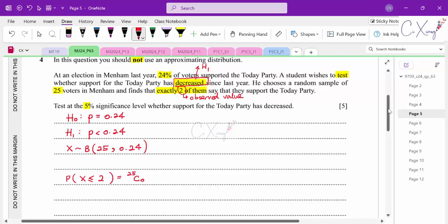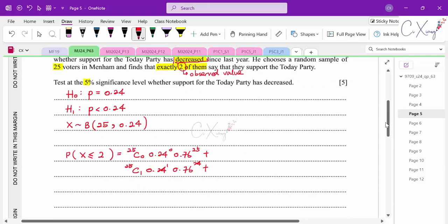So 25C0, 0.24 power 0, followed by 0.76, this is q, power 25. Okay, then x equals 1, 25C1, 0.24 power 1, 0.76 power 24, and so on. Right, then 25C2, 0.24 power 2, 0.76 power 23. Okay, so if you calculate the probability here, you are getting 0.0407. And this is what we call the p-value.